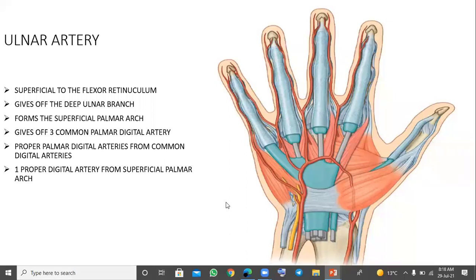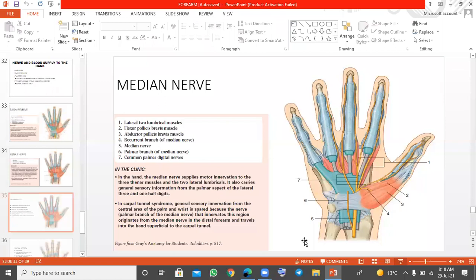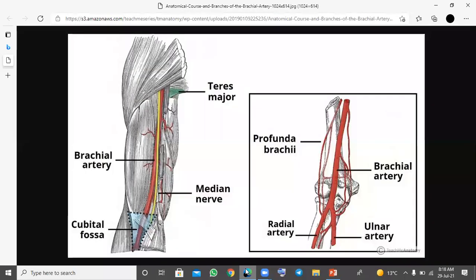So when it comes to the ulnar artery, I can go back to this diagram. So you have the brachial artery there. The brachial artery is a continuation of the axillary artery, and the axillary artery is a continuation of the subclavian artery. The subclavian artery is coming from the aorta.